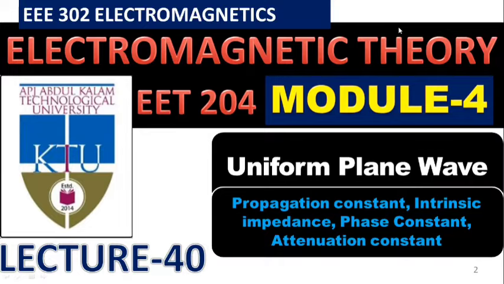And we have done that for free space, where sigma is equal to 0 and volume charge density rho v was equal to 0, and we derived the wave equation. Now, before moving on to a conducting medium, where sigma is not equal to 0, we will study about uniform plane wave. So let's see what a uniform plane wave is.